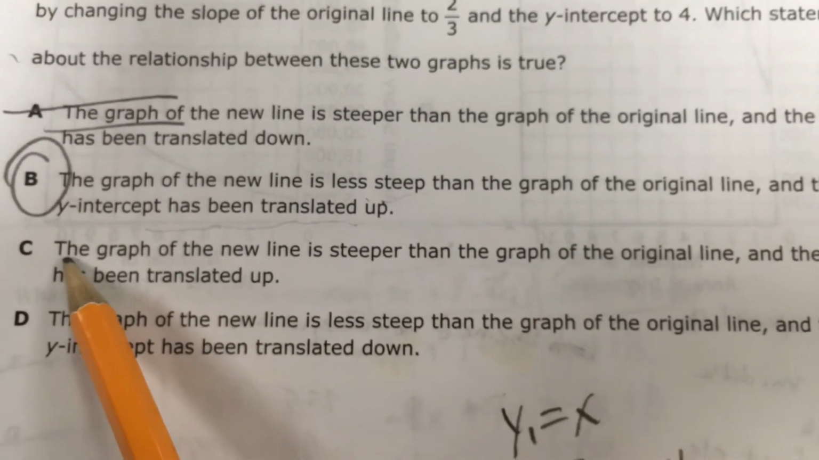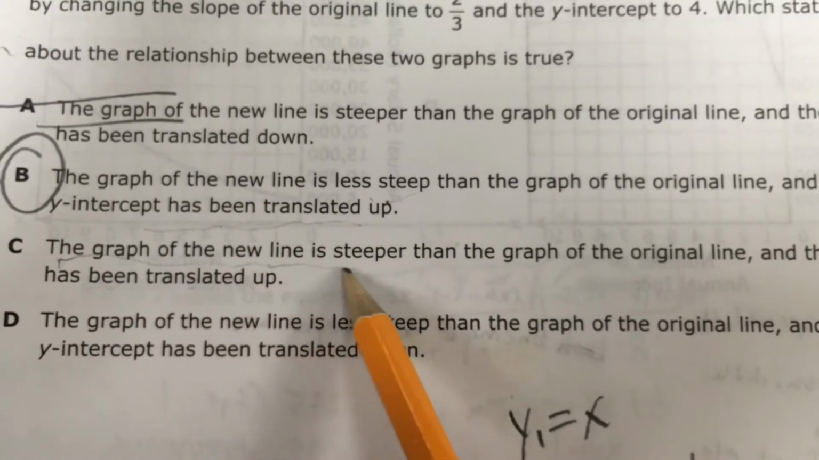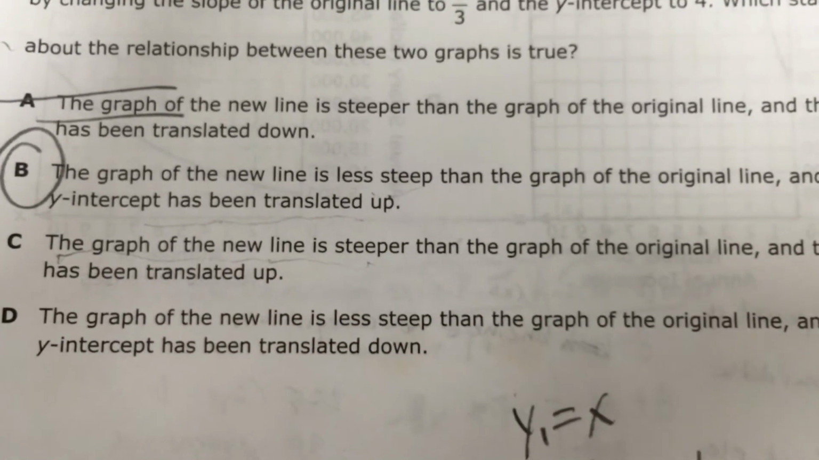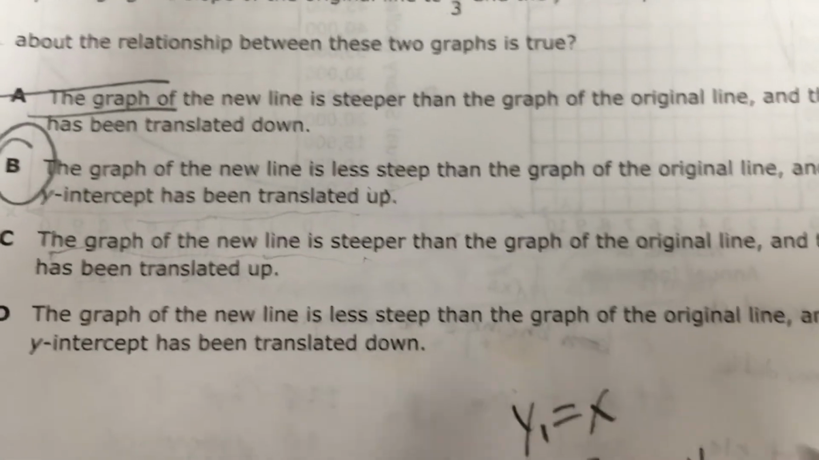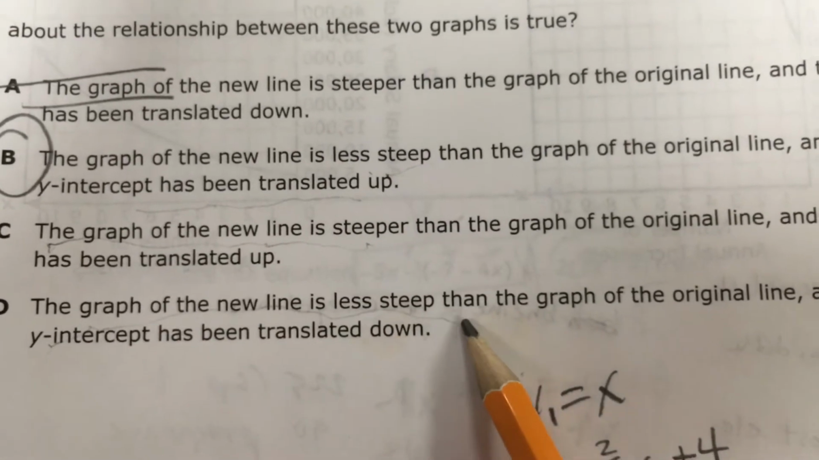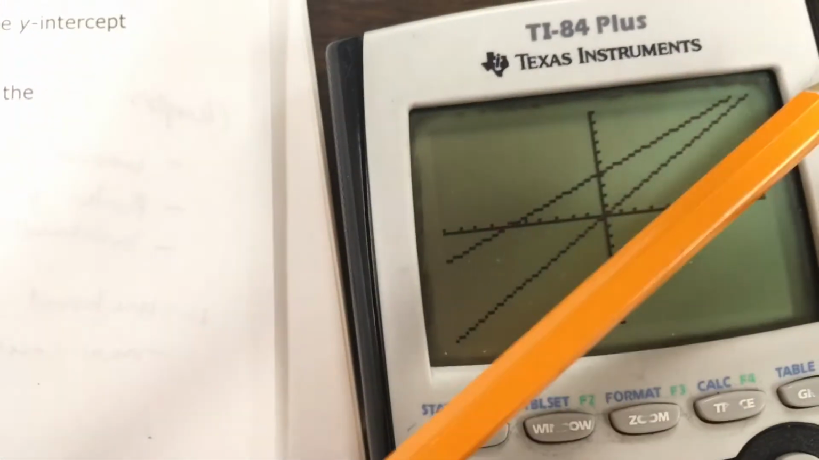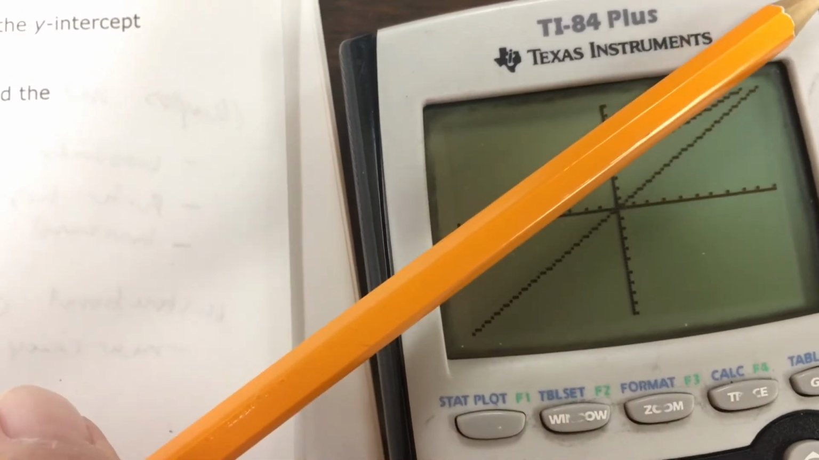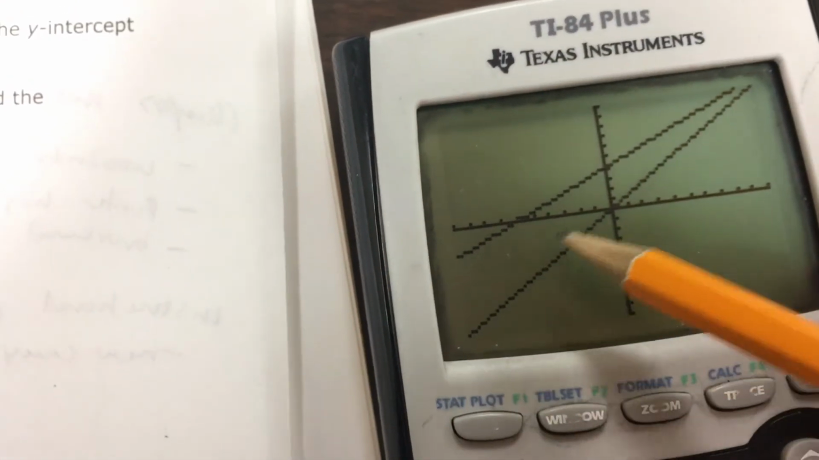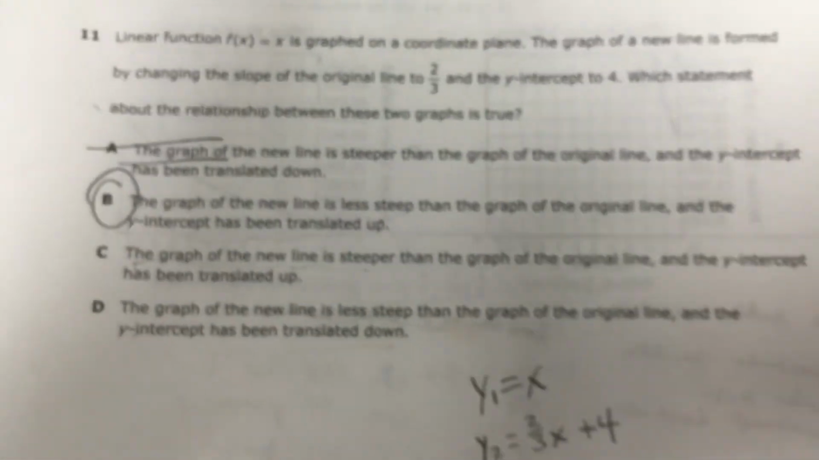Let's just go through the other two to see why they're wrong. The graph of the new line is steeper. We've already established that that's not true because the new graph is more flat. And then D, the graph of the new line is less steep, which is true, than the graph of the original line, and the y-intercept has been translated down. Well, the y-intercept went up. We went from here up to here for the y-intercept. This is the original, that's the new one, so we went up. We didn't go down, so it couldn't be answer choice D.